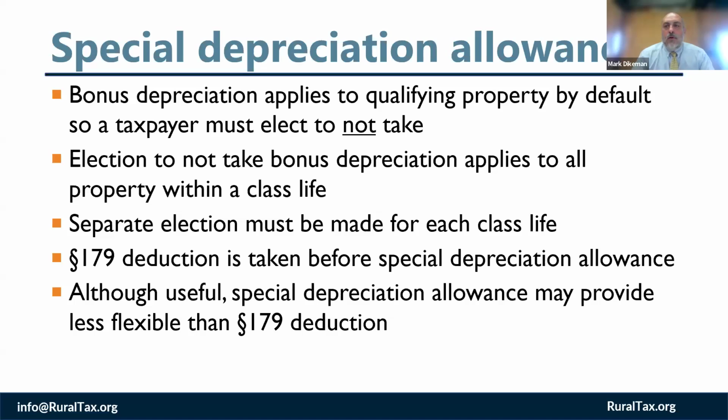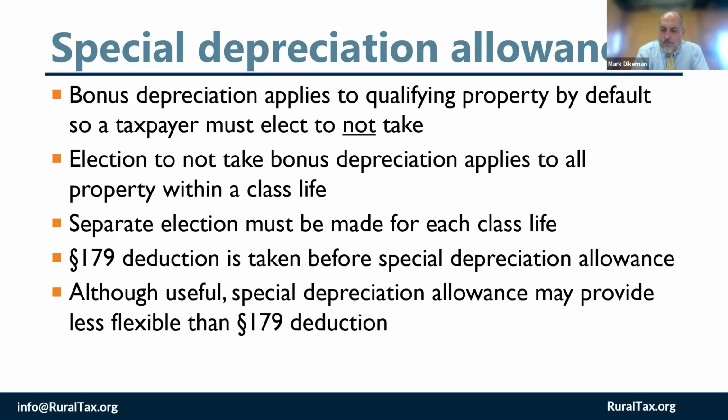I can still get to a large percentage, but because of the ordering rules, I'm not going to be able to take 100%. Again, this is going to apply when investment is above $3-4 million in 1 year. Because of the way that elections apply to bonus, it can be less flexible than the 179 deduction.